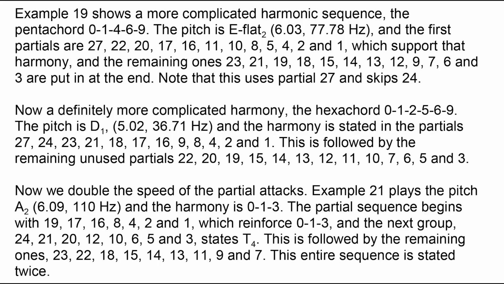Now a definitely more complicated harmony, the hexachord 0, 1, 2, 5, 6, 9. The pitch is D1, 5.02, 36.71 Hertz, and the harmony is stated in the partials 24, 27, 23, 21, 18, 17, 16, 9, 8, 4, 2, and 1. This is followed by the remaining unused partials 22, 20, 19, 15, 14, 13, 12, 11, 10, 7, 6, 5, and 3.